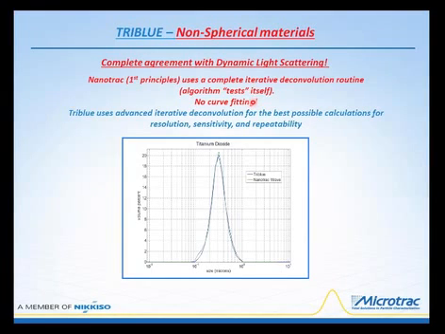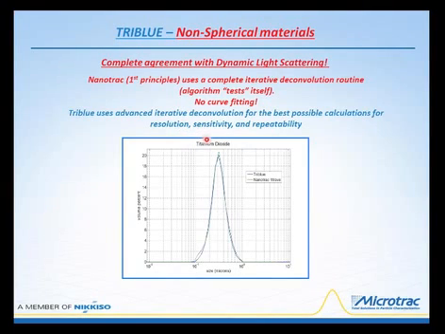But there is no curve fitting in the Nanotrac, and we do a full iterative deconvolution routine. Not all dynamic light scattering instruments do that, but we do it because we're looking for anything that can be involved with the distribution. The Tri-Blue uses an advanced iterative deconvolution, and it provides the best possible calculations of resolution, sensitivity, and repeatability. That all goes back to the Fourier optics, the use of lasers, etc.